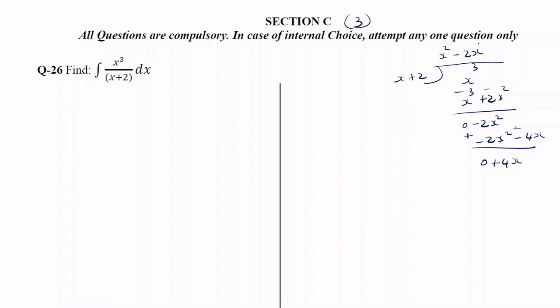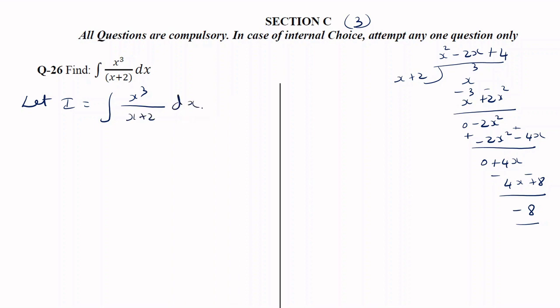Next we have quotient is plus 4. So it will be 4x plus 8. This is 4x plus 8. So when we subtract, this becomes minus 8. So this is the remainder. So first let us write the given integral as I. Let I equal to integral x cube upon x plus 2 into dx.